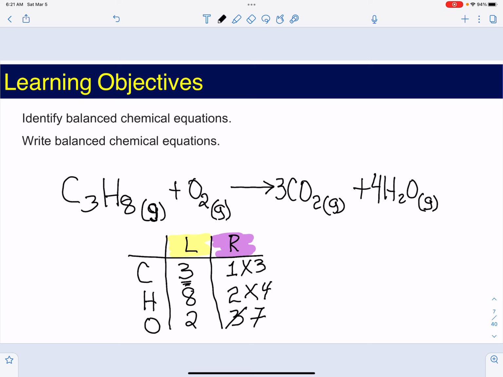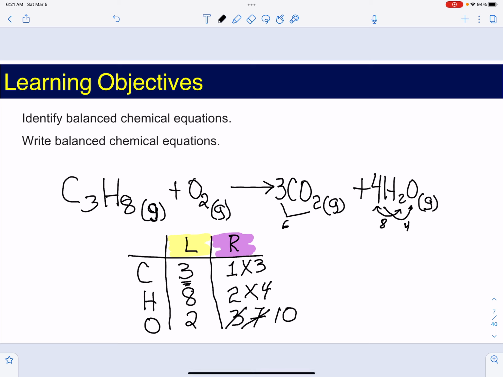So that tells me that I have now 8 hydrogens, but I also have now 4 oxygens, and I already have 6 oxygen. So my hydrogen is okay, but now my oxygen jumped to 10 oxygens. So how can I fix that?